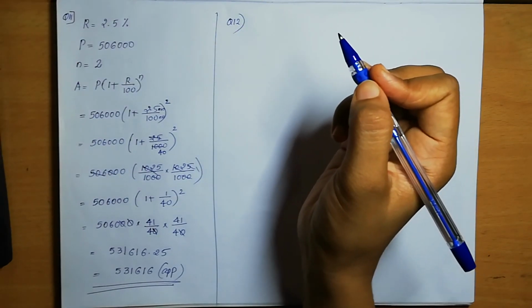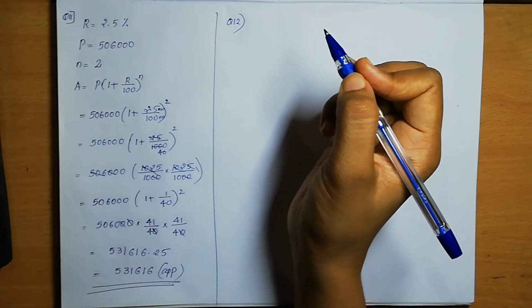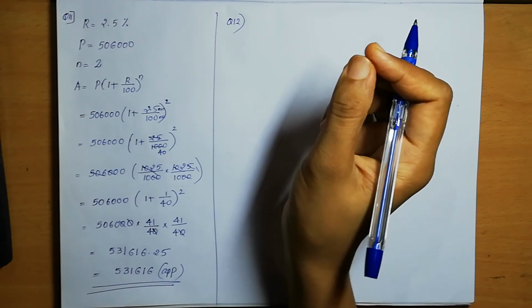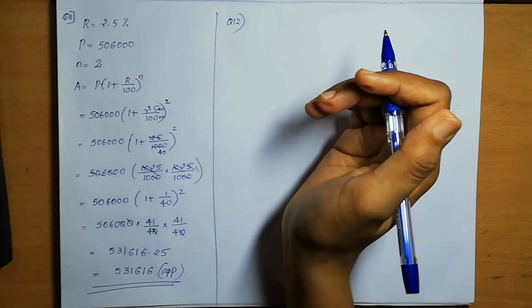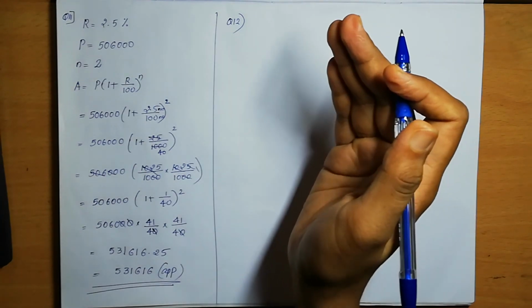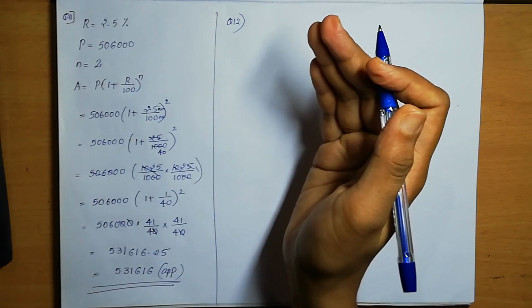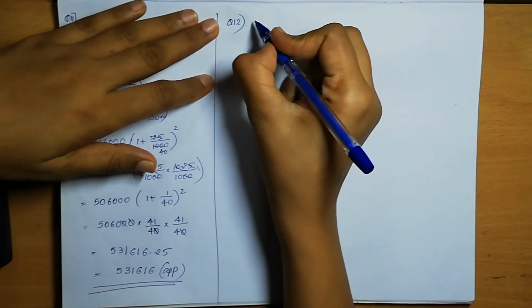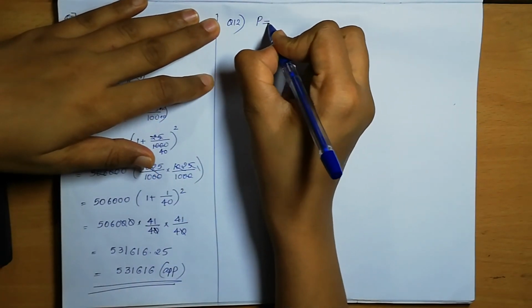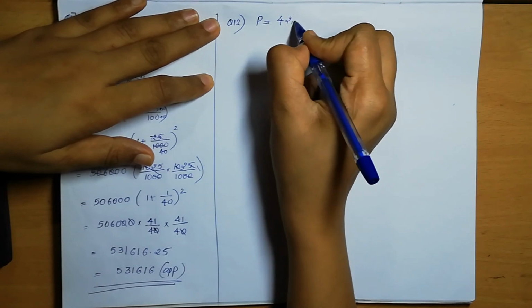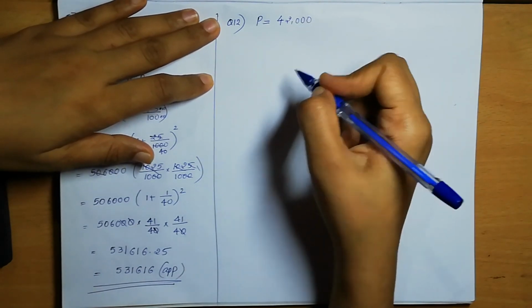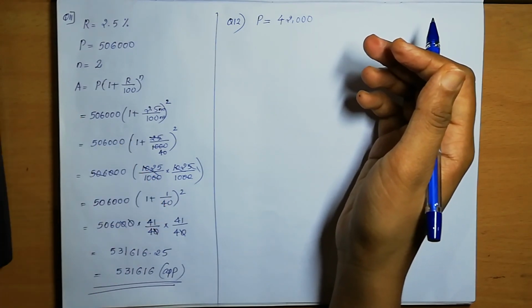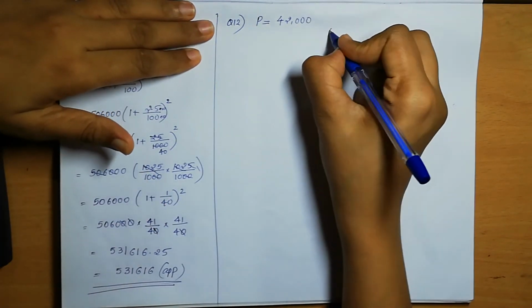Question number 12. A scooter was bought at 42,000. Its value depreciated at the rate of 8% per annum. Depreciated, that means decreased. Find its value after 1 year. So the scooter bought, that means what is the initial price? That is the principal value we can take. That is 42,000. After that, what happened? The value of the scooter is decreased, depreciated.